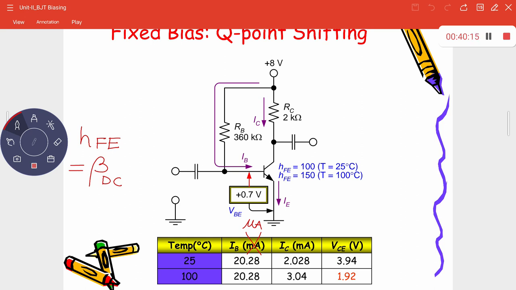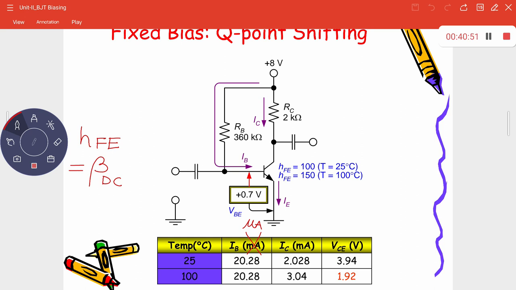Now, if you do the same calculation with beta equal to 150, when the temperature goes from 25 degrees centigrade to 100 degrees centigrade. In that case, I will do the same, because IB is not dependent on beta. IB is equal to VCC minus VBE divided by RB. That is fixed. But what about IC? The IC is not fixed now. IC has increased. Last time IC was 2 milliampere. This time it is 3.04. Okay, it has changed, and as a matter of fact, VCE is also different.